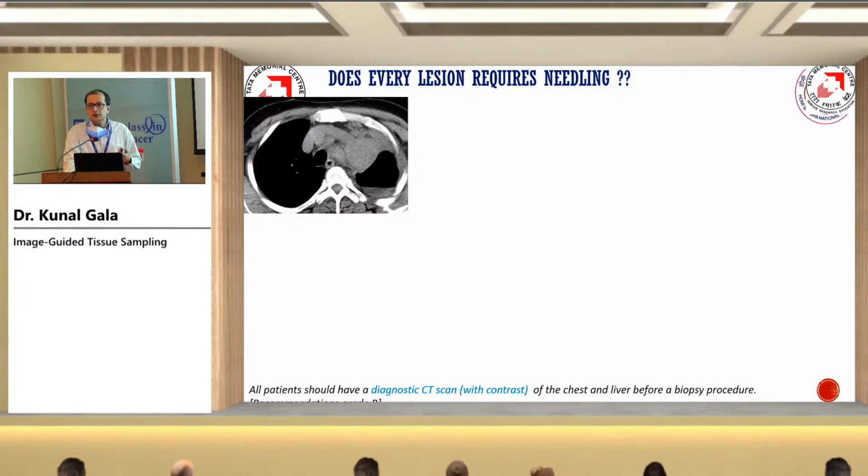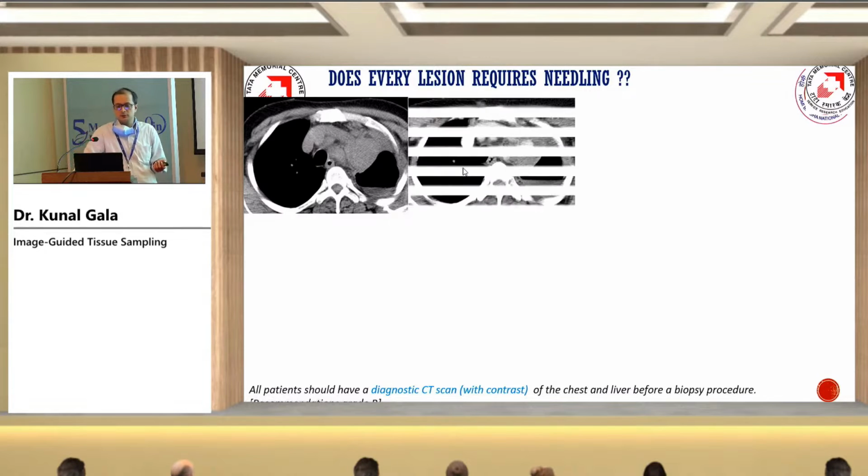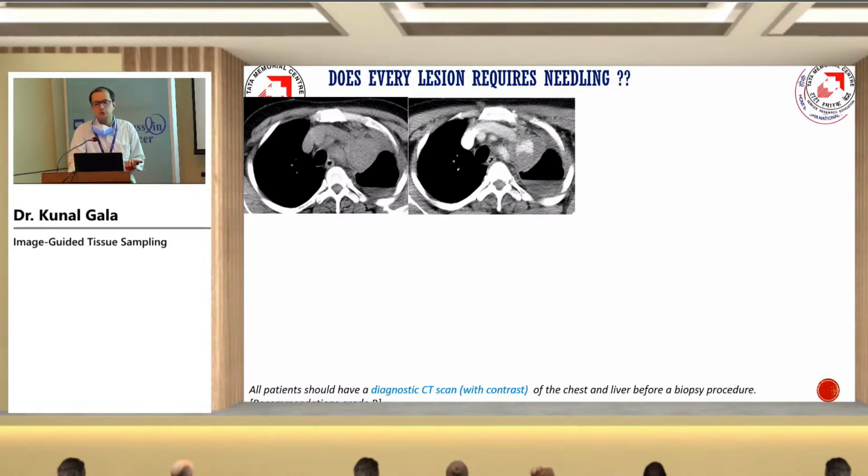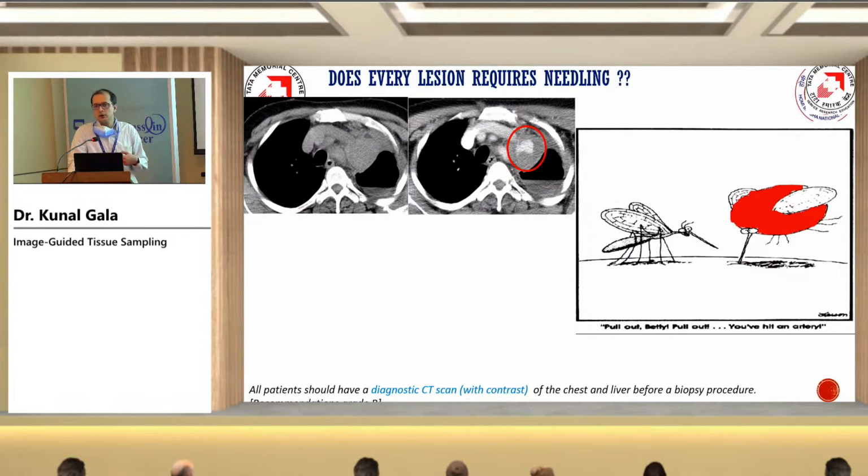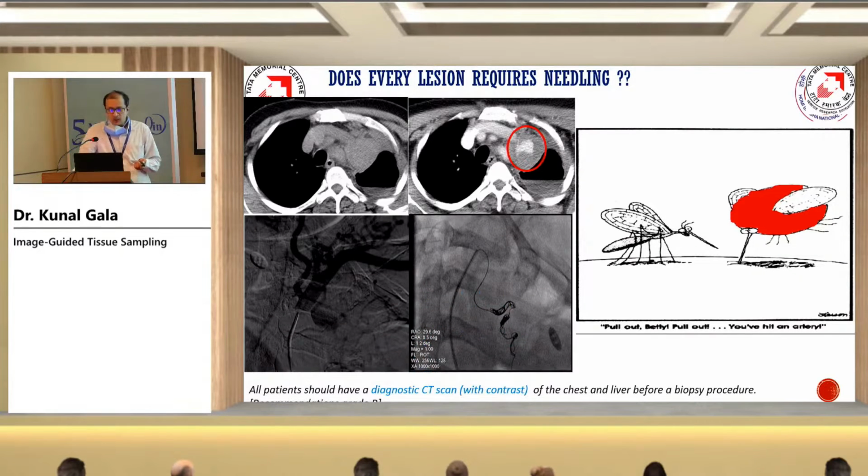We need to have a CT scan with a contrast for all patients before doing any biopsy. This was an interesting case which came to Tata Memorial Hospital, and this was a mass which was reported, and obviously right. However, there was no contrast available, and after doing contrast, what we found was a pseudoaneurysm arising from the internal mammary artery. So we need to be careful, and a CT scan with a contrast is always advised.